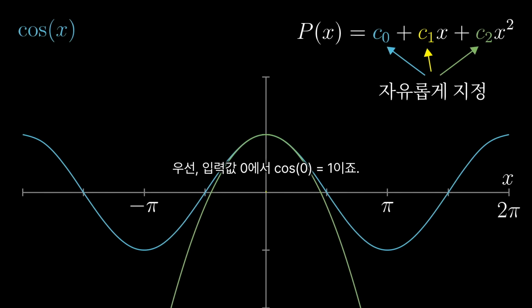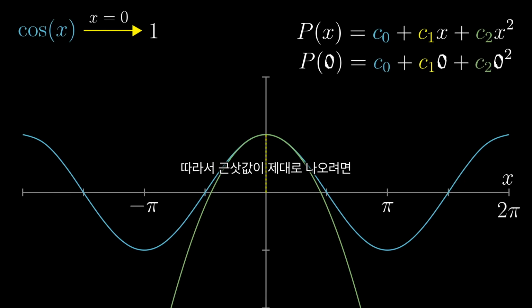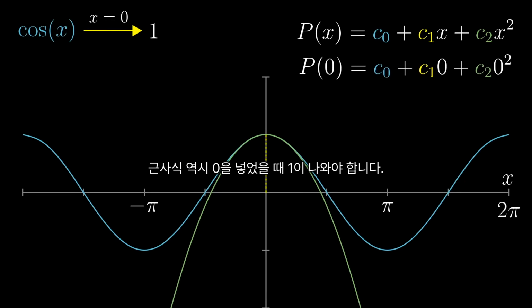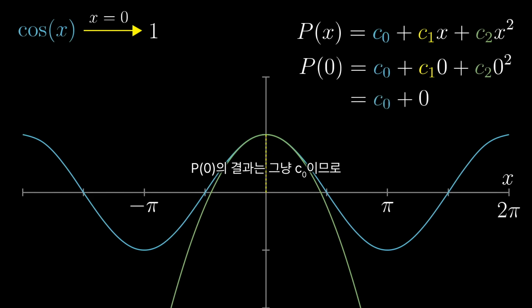Well, first of all, at the input 0, the value of cosine of x is 1. So if our approximation is going to be any good at all, it should also equal 1 at the input x equals 0. Plugging in 0 just results in whatever c0 is, so we can set that equal to 1.